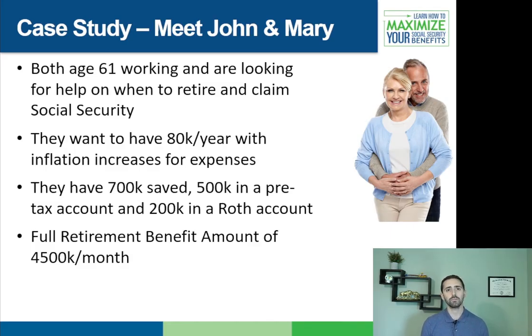The second piece that needs to be considered is, what do our current savings look like? Right now, John and Mary have about $700,000 tucked away. $500,000 of that is in a pre-tax account, and $200,000 of that is an after-tax Roth account.